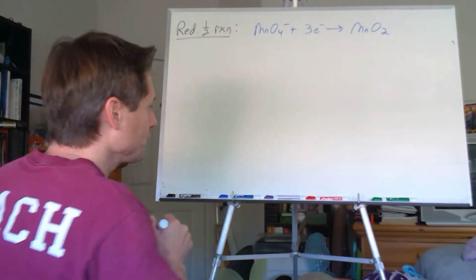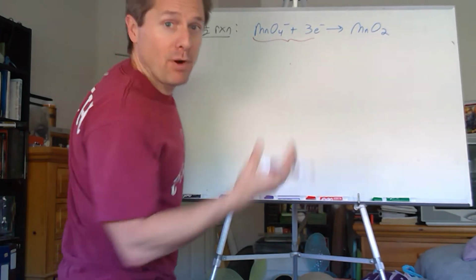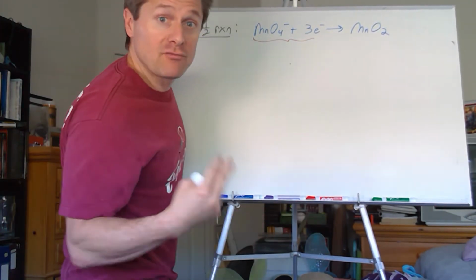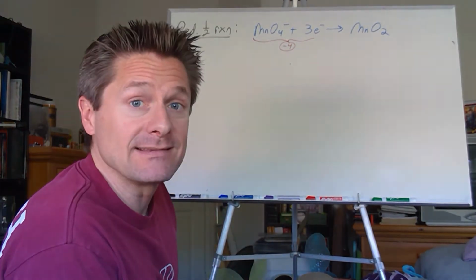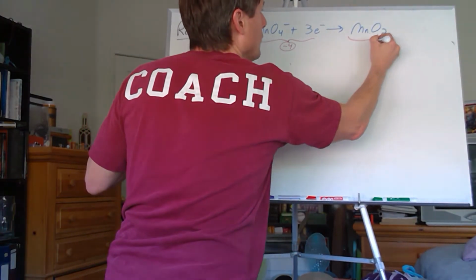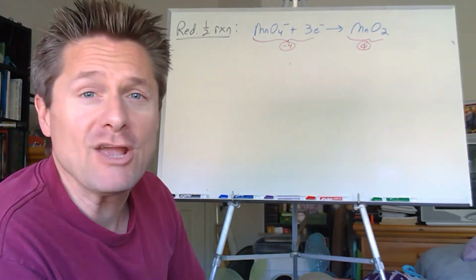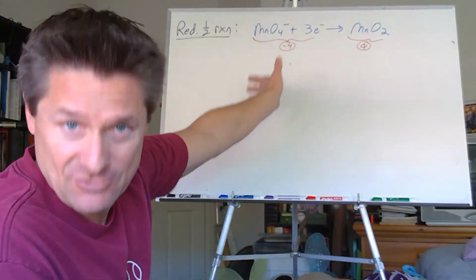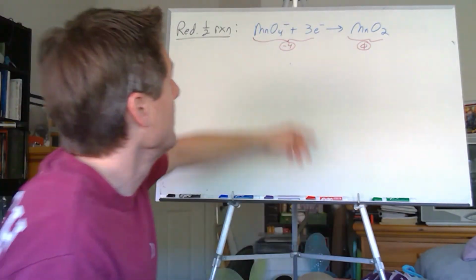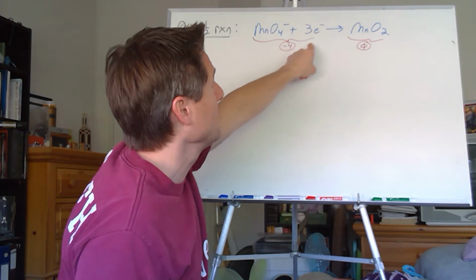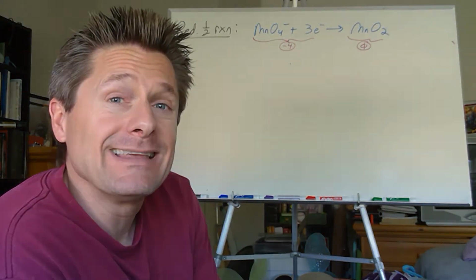So let's take a look here. Do you see that this side, I have 1 permanganate ion for a -1 and 3 electrons for a -3. So we have a total of -4 on my reactant side. We good? Over here, this is neutral. Would you agree that those charges don't equal each other? The charge of the reactants total does not equal the charge of the product. So you take the coefficient times the charge of that species. So 1 times -1, 3 times -1 gives you a total of -4.